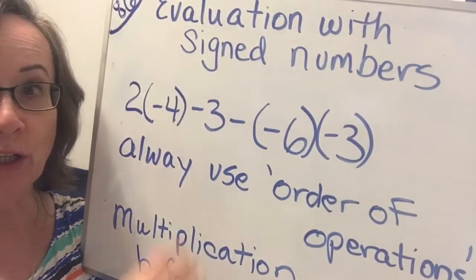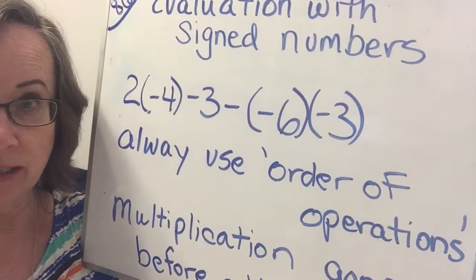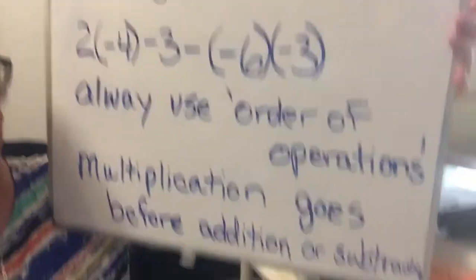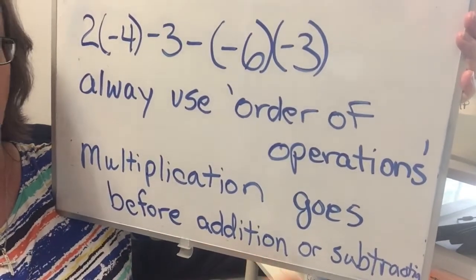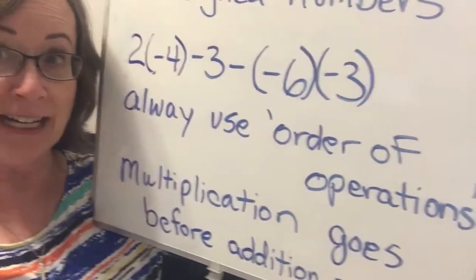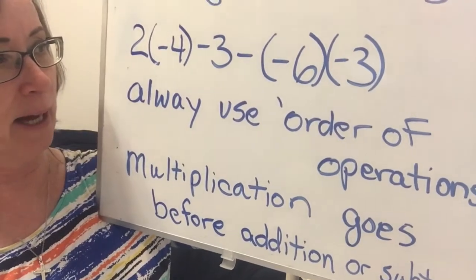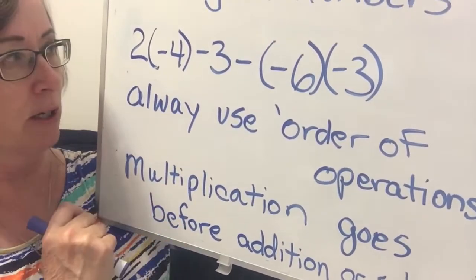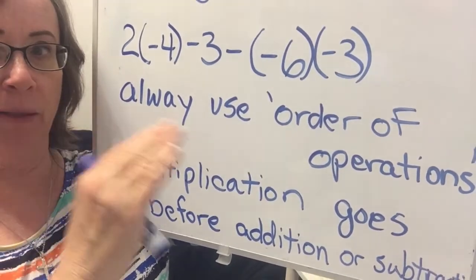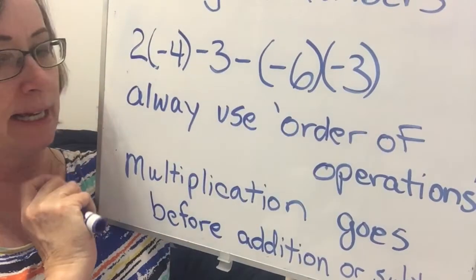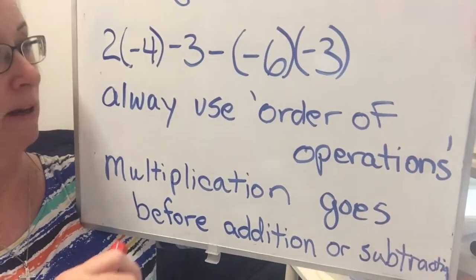And whenever we're trying to evaluate an expression, we're going to use the order of operations. And the order of operations always puts multiplication going before addition and subtraction. In fact, multiplication and division go before addition and subtraction. So let's go back up here and let's think about what this would equal. First of all, we're going to deal with all the multiplication as we go from left to right. And then we're going to come back and do any addition or subtraction from left to right.